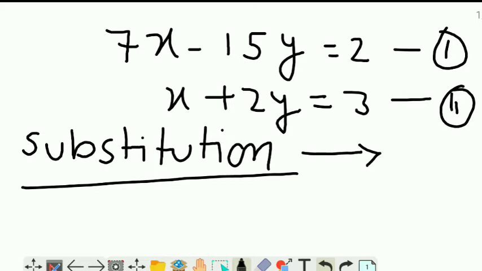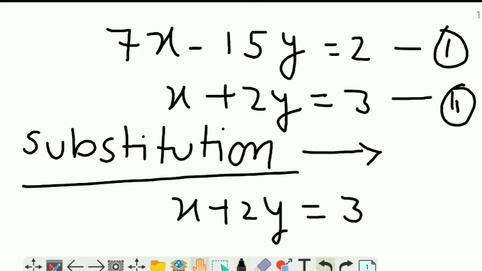So how many variables are here? We have two variables and two equations. These are a pair of linear equations in two variables. So we can take any one equation, either the first or the second. We are writing the second equation again, that is x plus 2y equals 3, and from here we can find out the value of x.